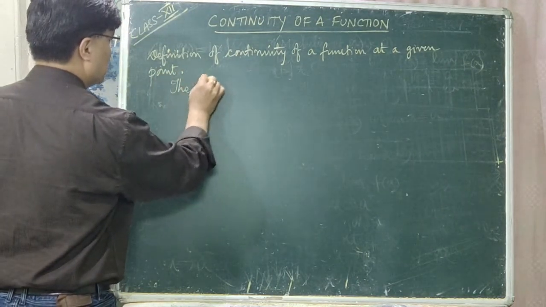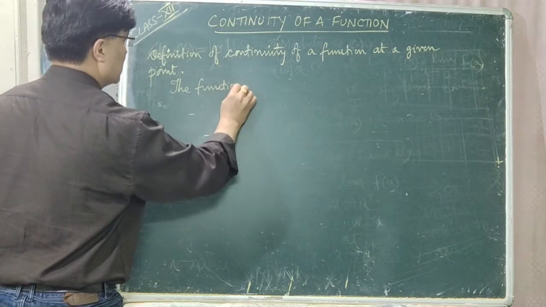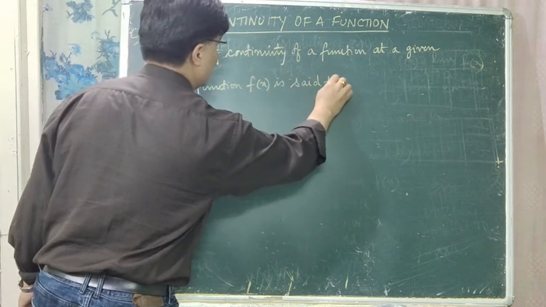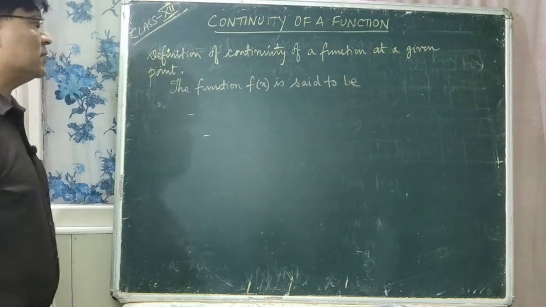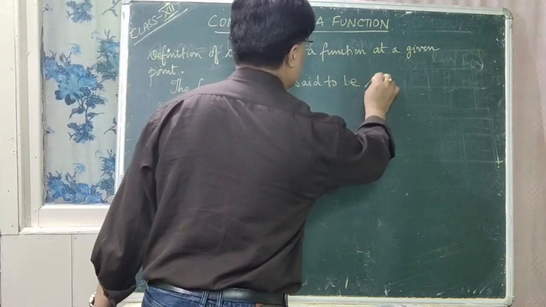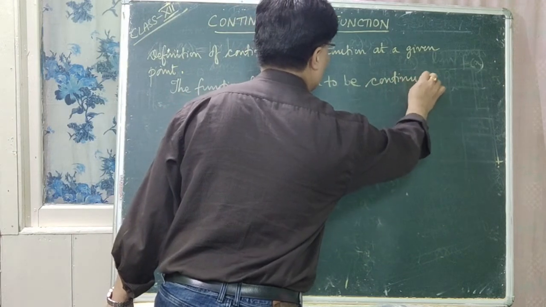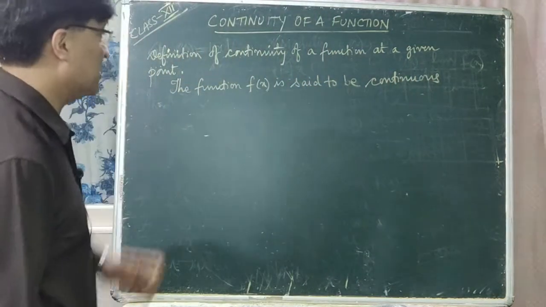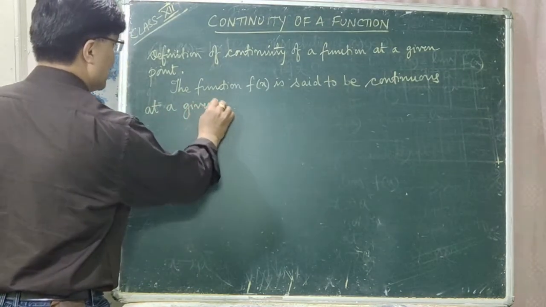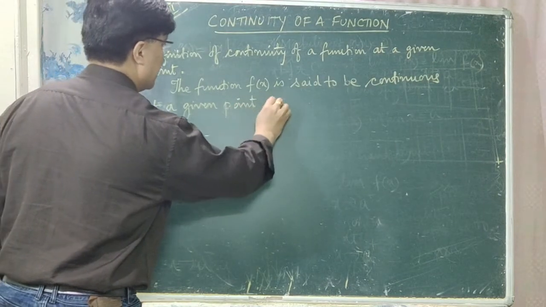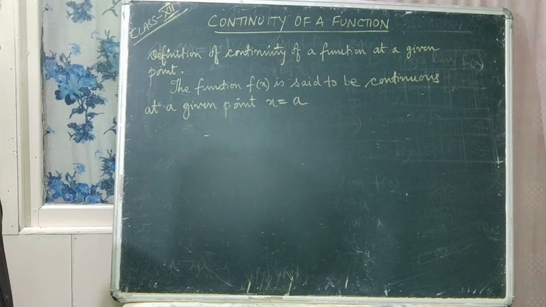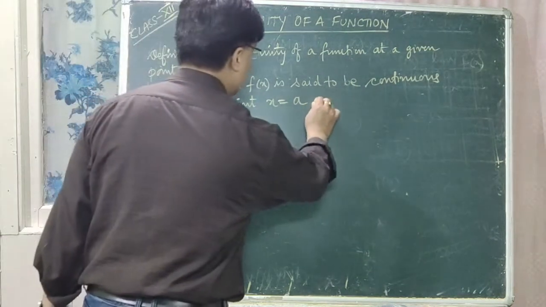The function f of x is said to be continuous. The function f of x is said to be continuous at a given point. Let us say x is equal to a. The function f of x is said to be continuous at a given point x is equal to a, comma, if.